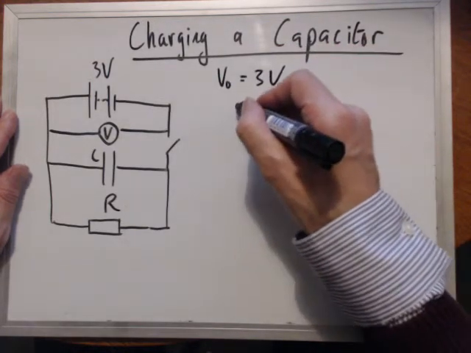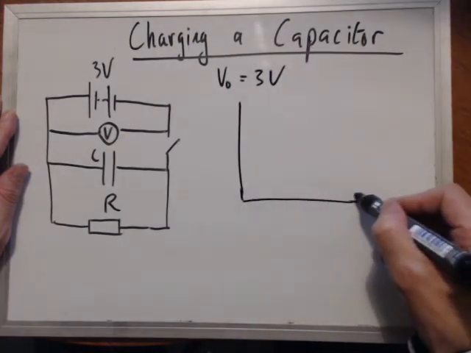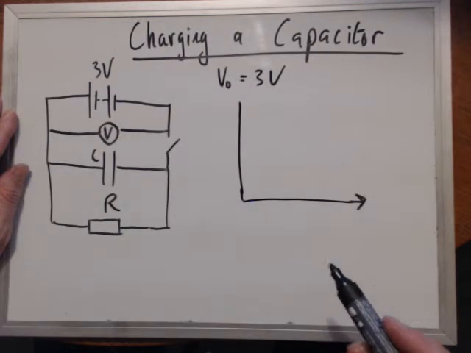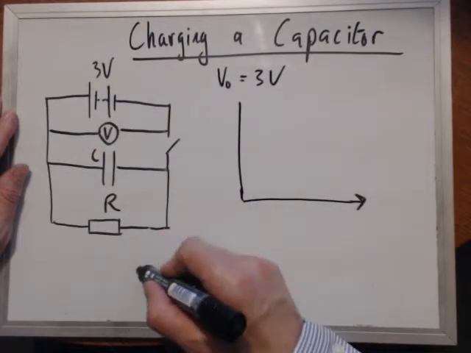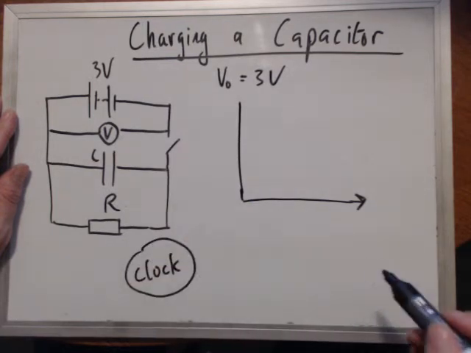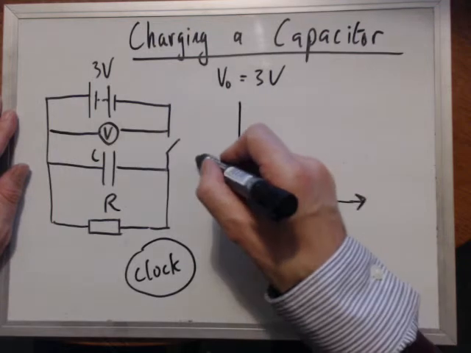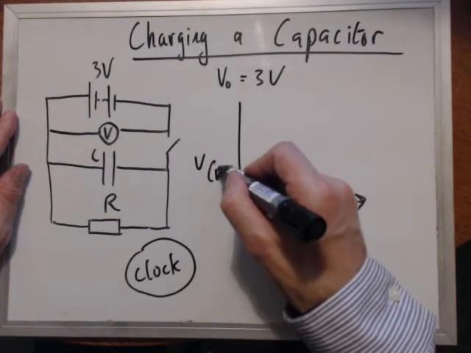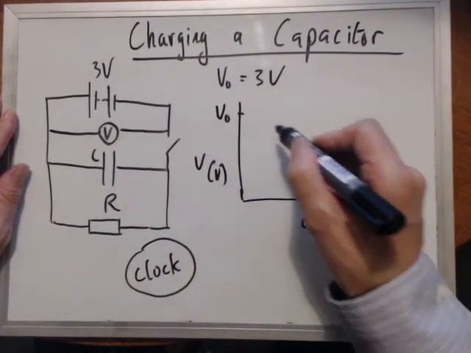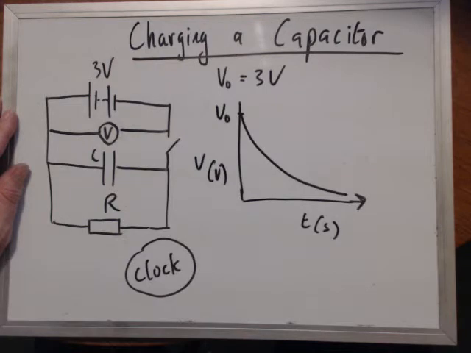And if we were to plot voltage against time, we're going to time this. So we're going to see how the voltage changes with time. So we're going to have a clock here. This is a classic example. We're going to time this, and if we plot against t in seconds and voltage in volts, you'll find it starts off at V0, which is 3 volts, and it'll fall exponentially off like that.